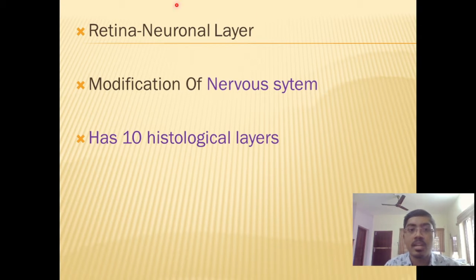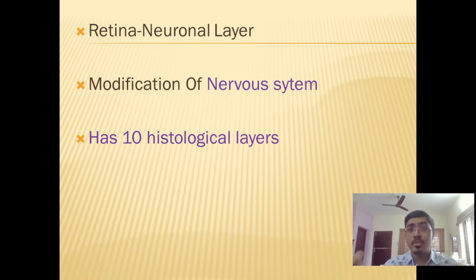Retina is the neuronal layer. It is a modification of the nervous system. You have a nervous system inside your body. It is made up of neurons, the central nervous system, peripheral nervous system, autonomic, somatic, whatever, it is made up of neurons. Even the brain and spinal cord are made up of neurons, including the retina. Retina is a part of the nervous system. It is a modification of the nervous system.